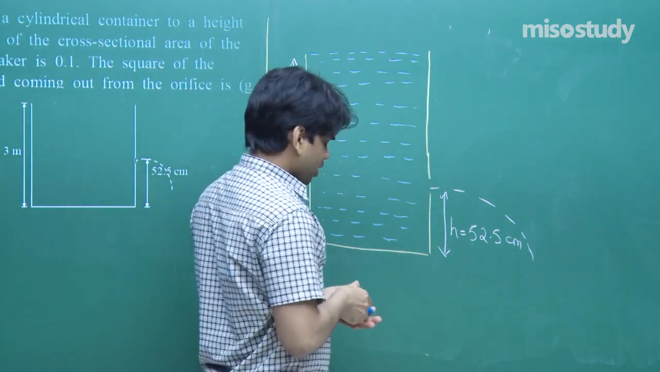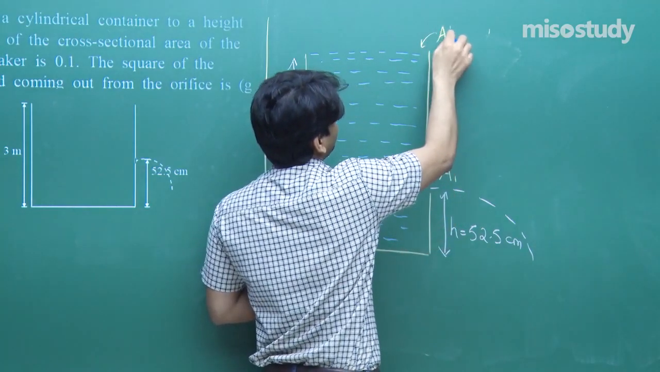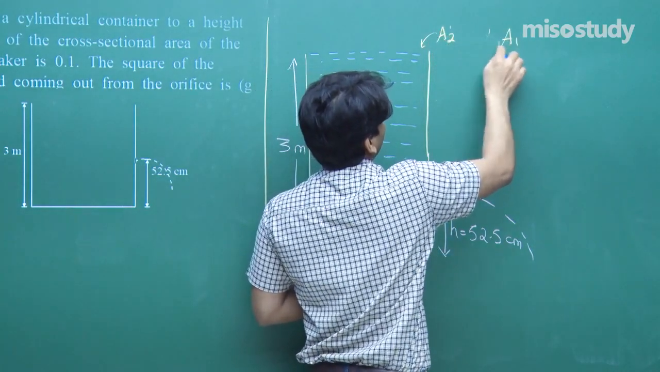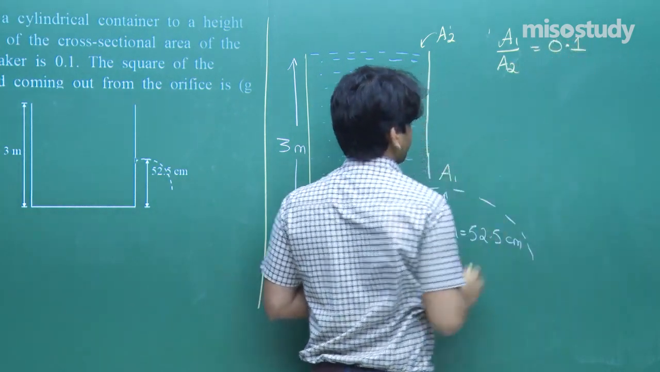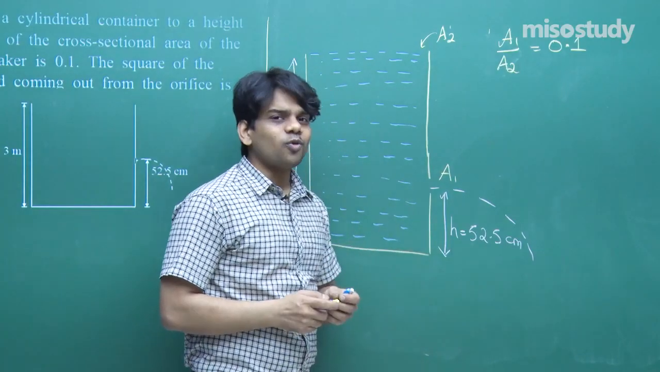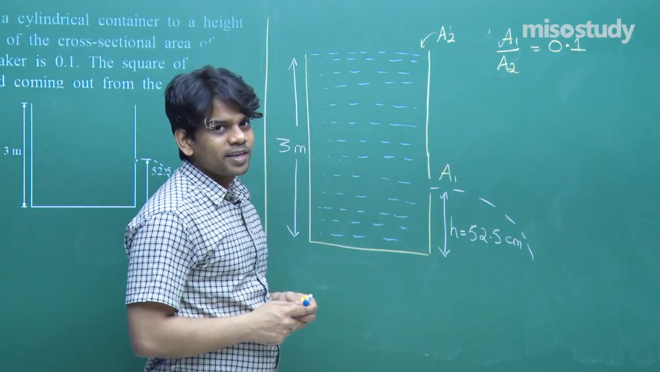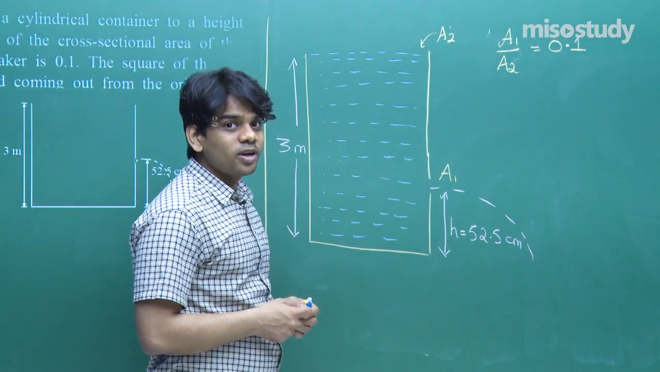Now see here the area ratio that is provided to us. If this area is A1 and this area is A2, it's given that A1 by A2 is equal to 0.1. This is what has been provided to us. Now can you imagine what formula you can use? Easily we can use the concept of Bernoulli's equation.